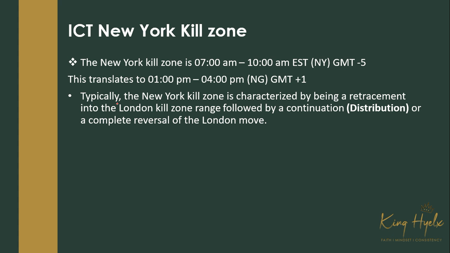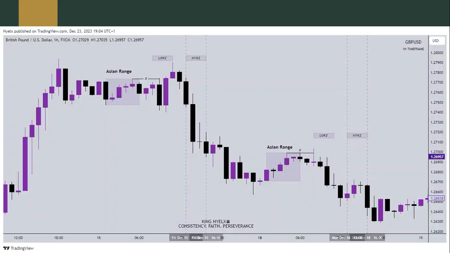So typically the New York kill zone is characterized by being a retracement into the London kill zone range, followed by a continuation, or distribution, or a complete reversal of the London move. What do we mean by this? You'd see, right? So this is London kill zone over here when manipulation occurred, and then distribution started. When we say distribution, it means we are going in the true range that the market makers are taking. So this is New York kill zone over here.